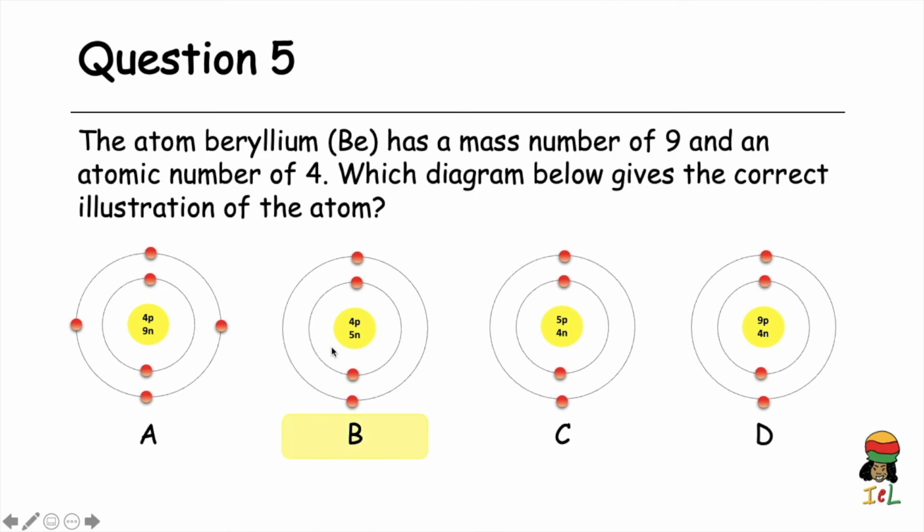The answer is B. Since the atomic number is 4, then there are 4 protons in the nucleus of the atom. We find the number of neutrons, 5 neutrons here, by subtracting the atomic number 4 from the mass number 9, which gives us 5 neutrons. Now, if there are 4 protons, then we know there are 4 electrons on an atom of beryllium. We place the maximum of 2 on the first shell, which means we still have 2 remaining, and we place those on the second shell.